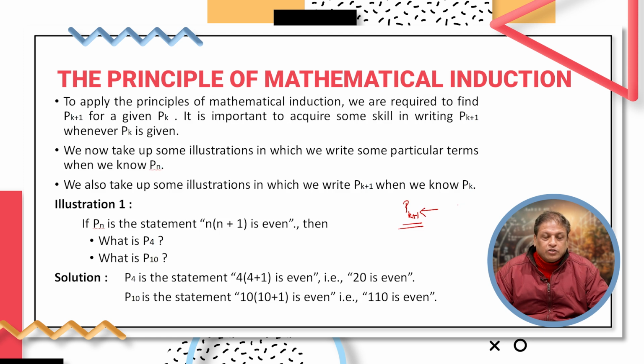Likewise, let us go through a statement: if Pn is a statement where n into n plus 1 is even, then what is P4? Then P4 will be equal to 4 into 4 plus 1, that is 20. Similarly, P10 will be equal to 10 into 10 plus 1, that is 110, because 10 plus 1 is 11, and 11 into 10 is 110. So, after going through this illustration, we are able to understand how to evaluate and how to write a particular term.